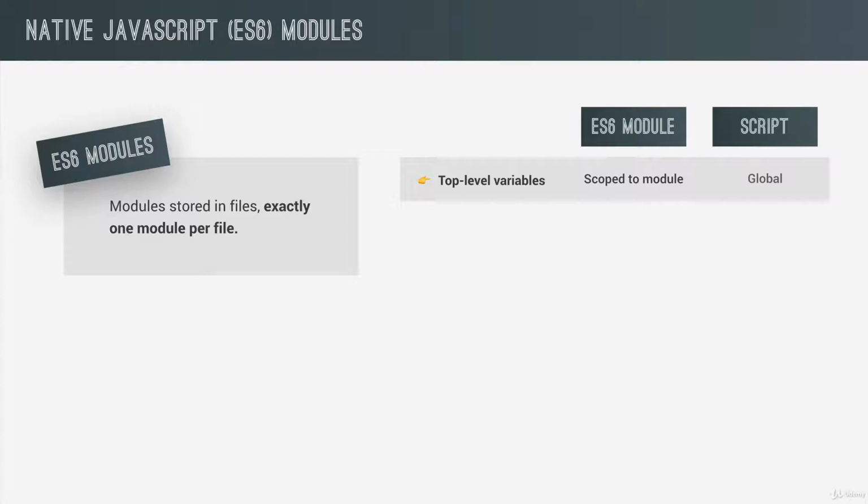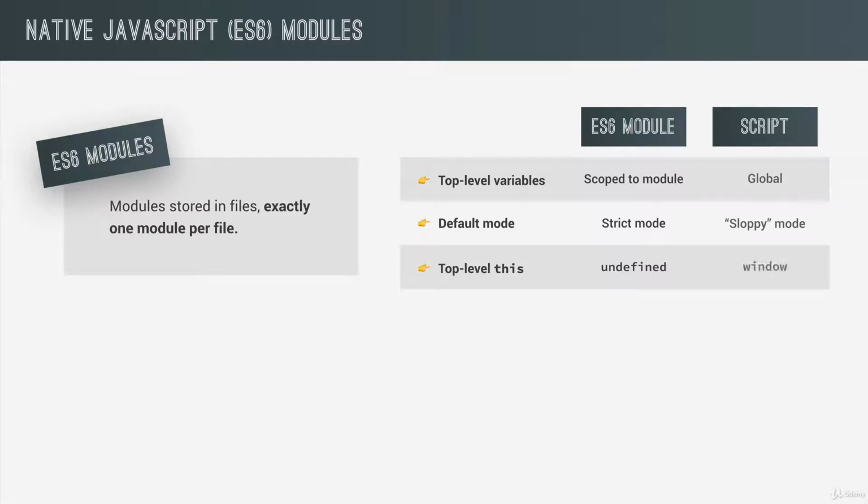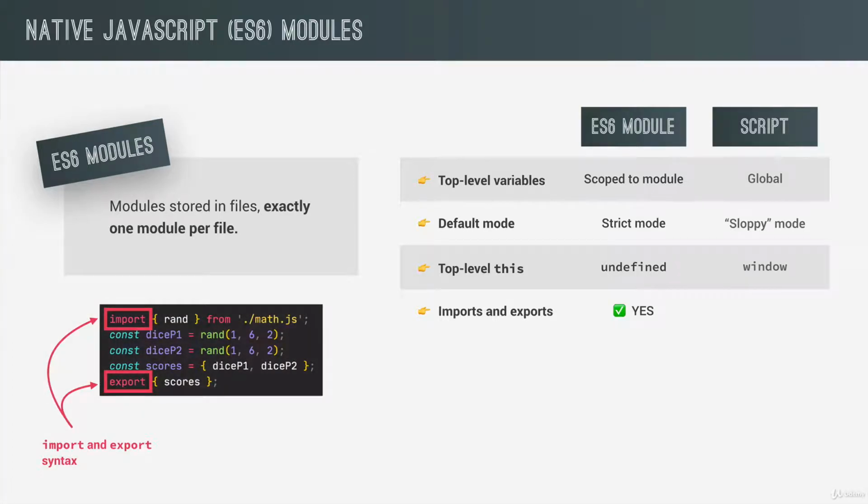Next, ES modules are always executed in strict mode, while scripts, on the other hand, are executed in sloppy mode by default. So with modules, there's no more need to manually declare strict mode. Also, the this keyword is always undefined at the top level, while in scripts, it points at the window object, right? Now, as we learned in the last slide, what's really special about modules is that we can export and import values between them using this ES6 import and export syntax. In regular scripts, importing and exporting values is just completely impossible.